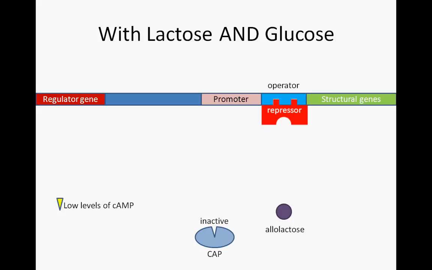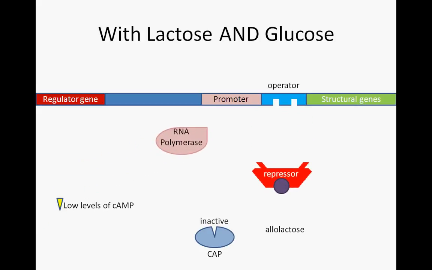In order for RNA polymerase to effectively bind and transcribe the structural genes, an active CAP protein complex is required. However, the CAP protein is only active when bound by cyclic AMP. When glucose is available, cyclic AMP levels remain low and CAP therefore remains inactive. Under these circumstances, even though lactose is present, little transcription of beta-galactosidase, permease, and transacetylase occurs.